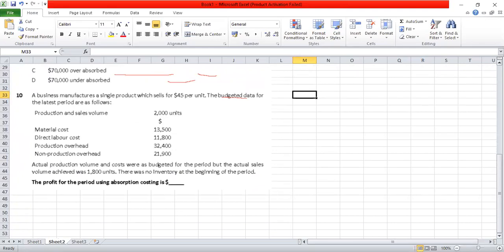Then the 10th one says that a business manufactures a single product which sells for $45 per unit. The budgeted data for the latest period are as follows. We see production and sales volume is 2000 units, material cost, labor cost, production overhead, non-production overhead. Actual production volume and costs were as budgeted for the period, but the actual sales volume achieved was 1800. There was no inventory at the beginning of the period. The profit for the period under absorption costing is. So we need to actually prepare a statement to understand what the profit is under absorption costing. So that is what we have to take up.